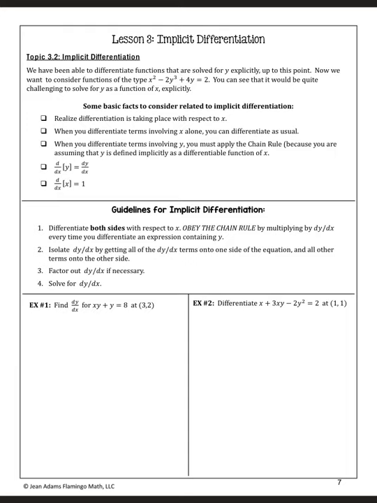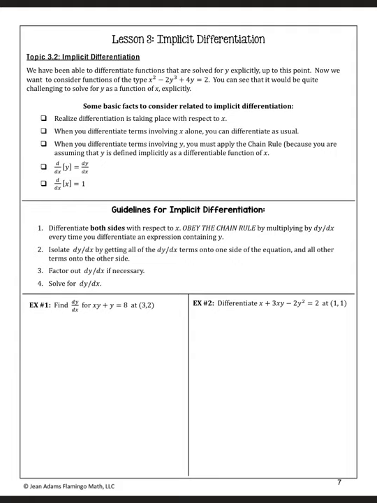Today we're going to talk about implicit differentiation. So we have been able to differentiate functions that are solved for y explicitly. Now we want to consider functions of the type x squared minus 2y cubed plus 4y is equal to 2. Implicit differentiation happens whenever you have x and y on the same side, mixed in with the equation, and you cannot separate them. So this is where we do implicit differentiation.